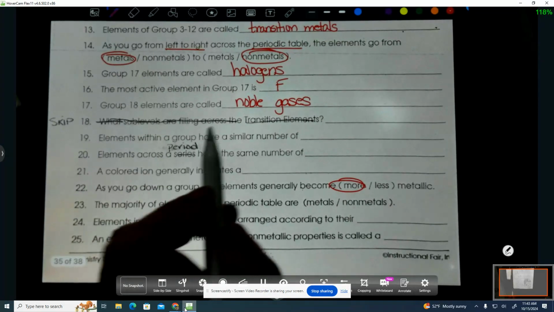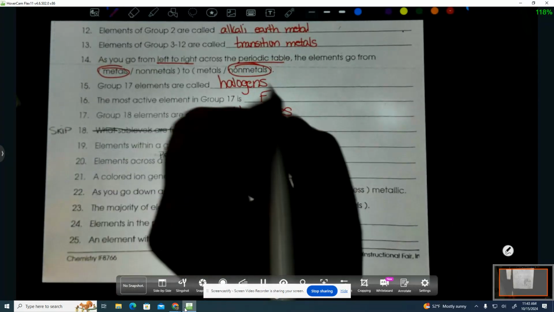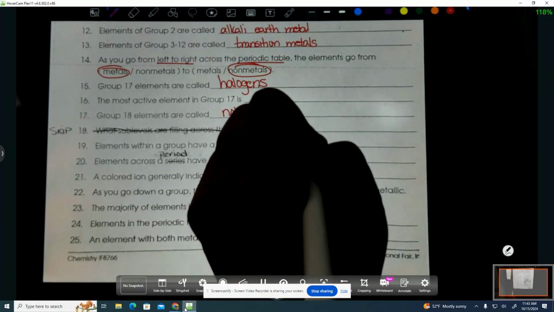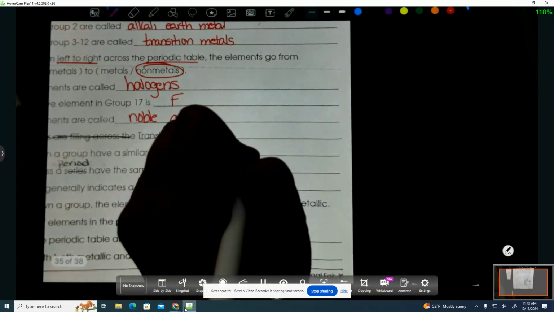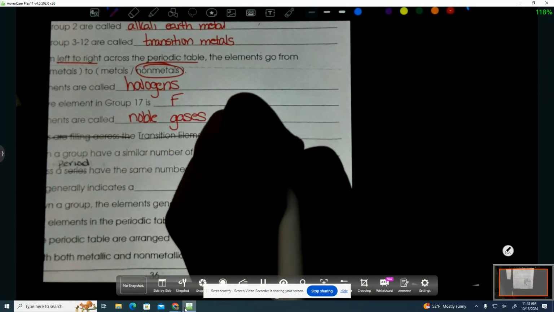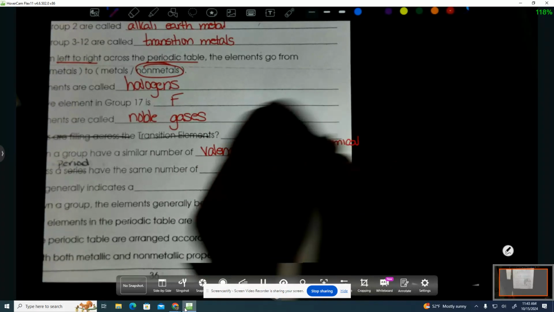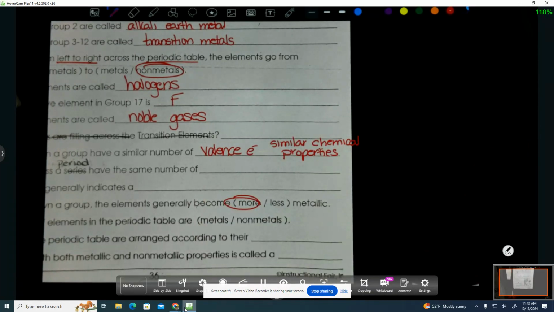Elements within a group have similar numbers of valence electrons. I want you to write this down: they have similar chemical properties. The reason I want you to write that down is because they love to ask that question. If you are asked for two elements that have similar chemical properties, they're going to have the same number of valence electrons. They're going to be in the same group.